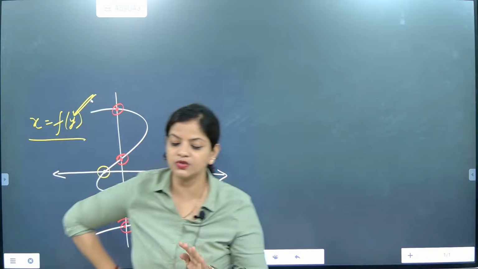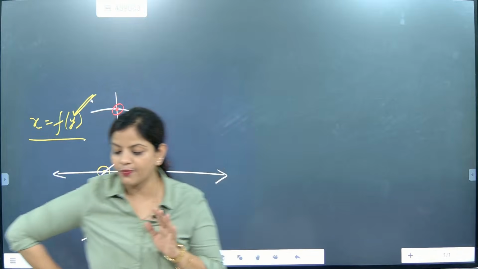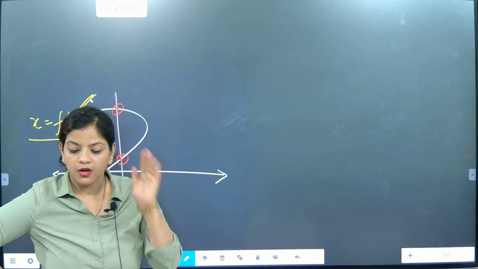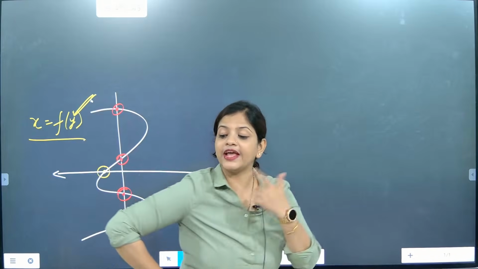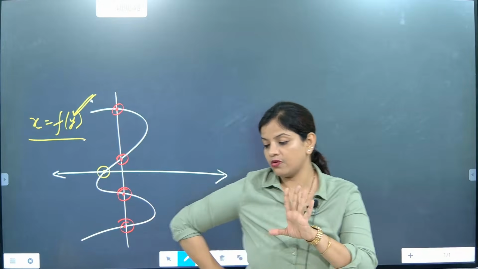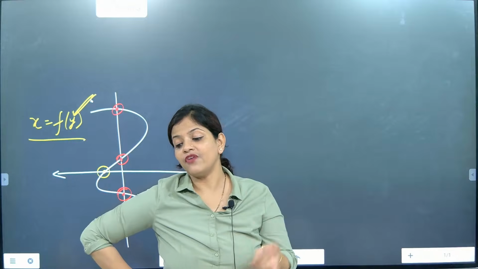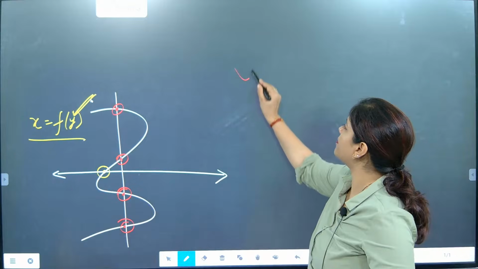I hope you might have understood this one. Is there any scope of any problem or doubt? No. Make it very clear. When y is equal to f of x, 1. When x is equal to f of y, 4. Understood? So in one shot, when y is equal to f of x, remember this one.